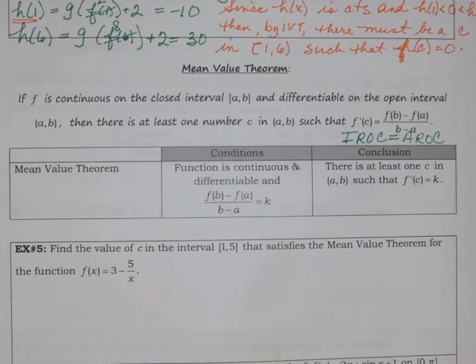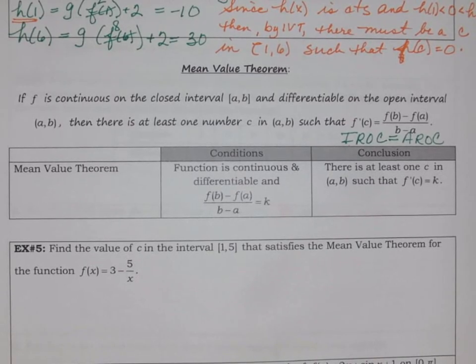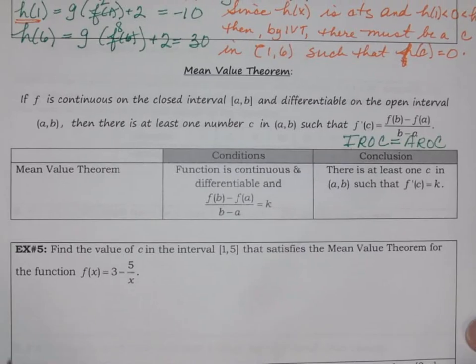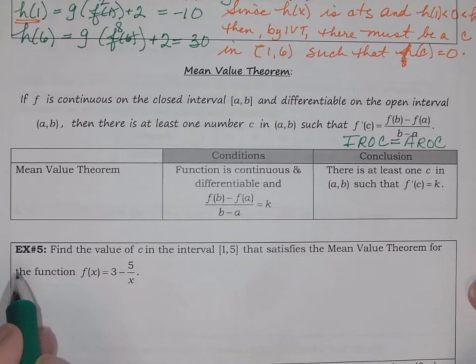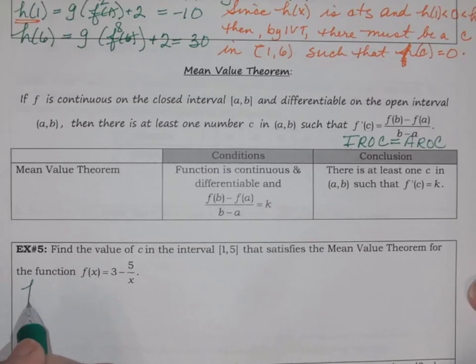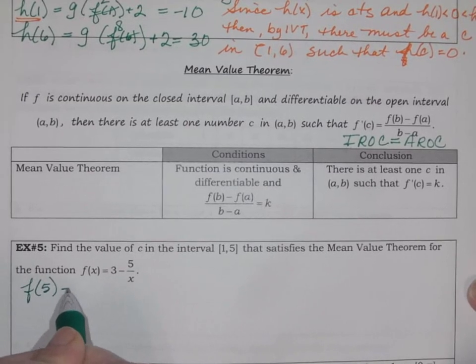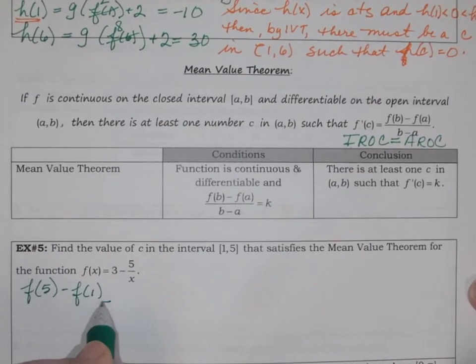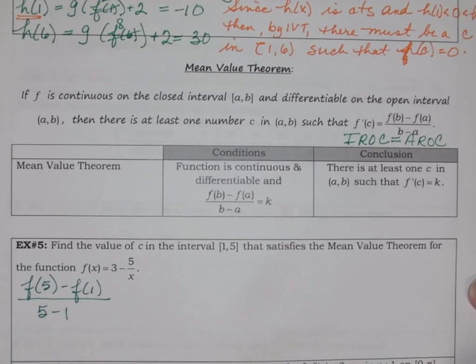Okay, so let's try one. It says find the values of c in the interval 1 to 5 that satisfy the mean value theorem for the function f of x equals 3 minus 5 over x. So the first thing that we need to do is find our average rate of change. So we need to do f of 5 minus f of 1 over 5 minus 1.